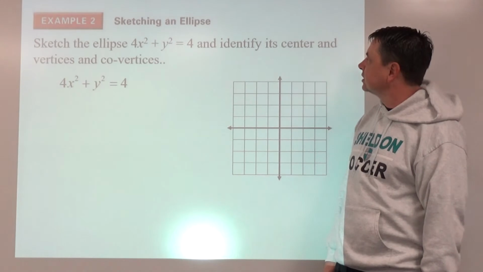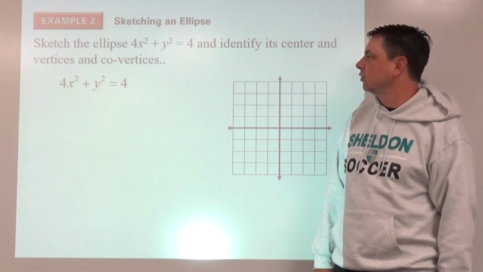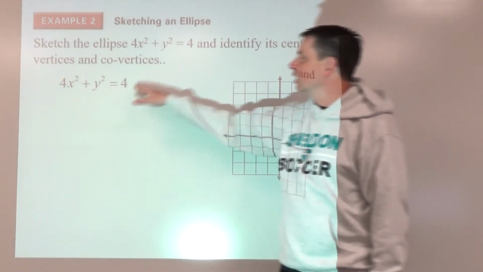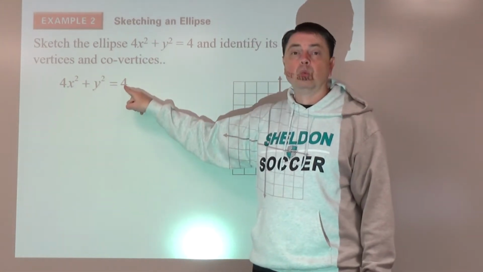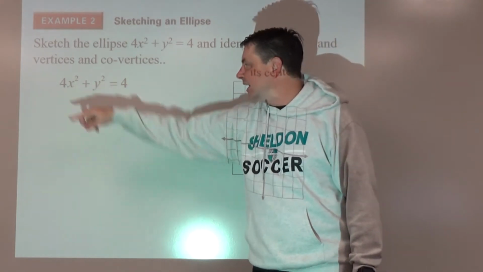Example number 2, let's sketch the ellipse, identify center, vertices, co-vertices, etc. We've got our equation. It is not in standard form. To be in standard form, it needs to equal 1. So we're going to divide everything by 4.